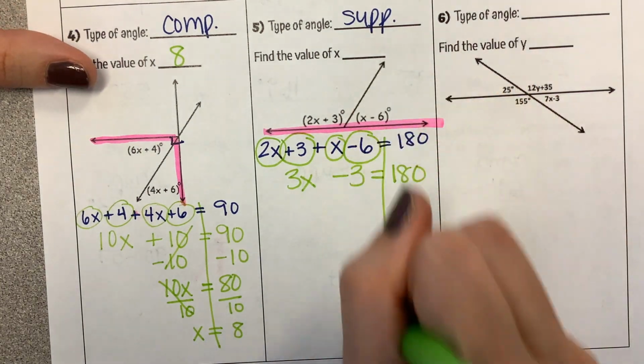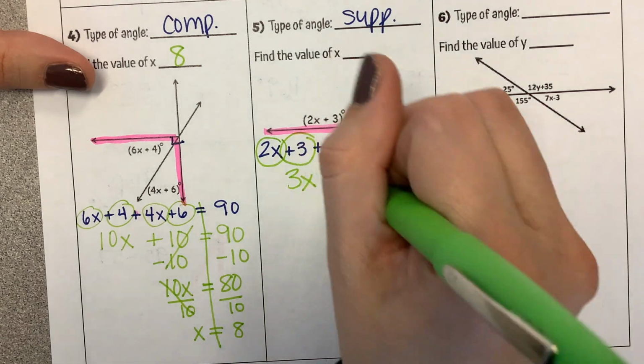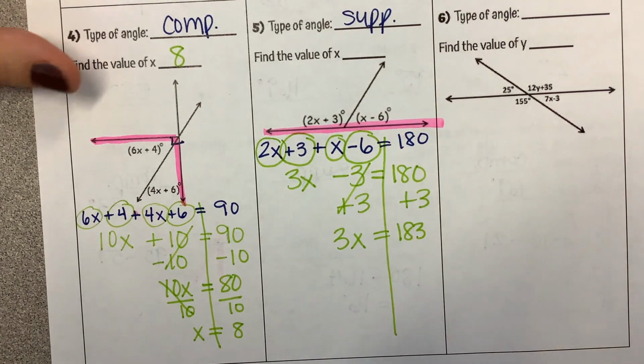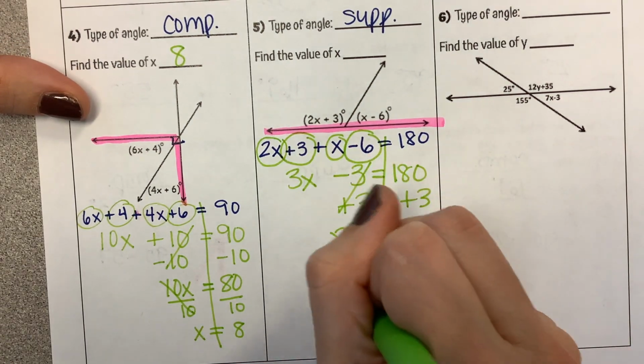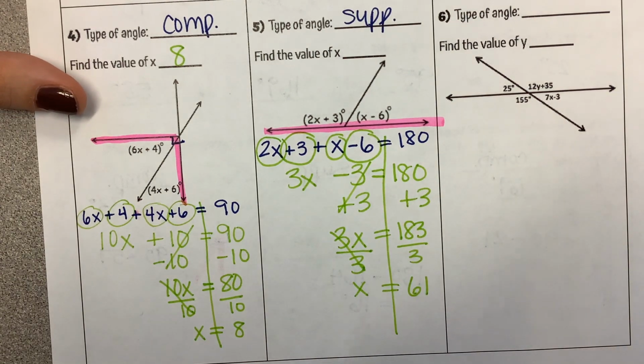Now we can solve. We've got minus 3, so I'm going to add 3 to both sides. I've got 3x is equal to 183. Last step is to divide each side by 3, and we get x is equal to 61.